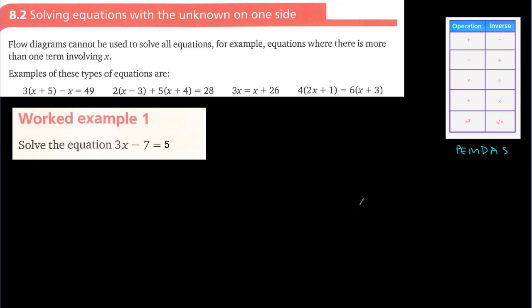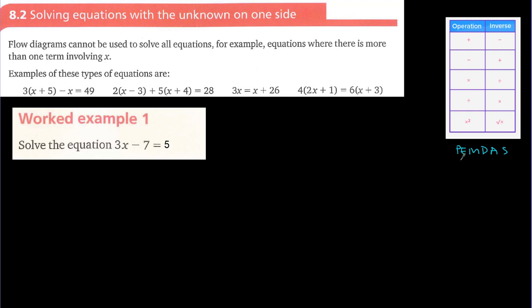Hi dear students, we are starting the second video about solving equations, and we are going to study solving equations with the unknown on one side. As you see here, flow diagrams cannot be used to solve all equations, so we are going to use different methods, and we are going to study that one here.